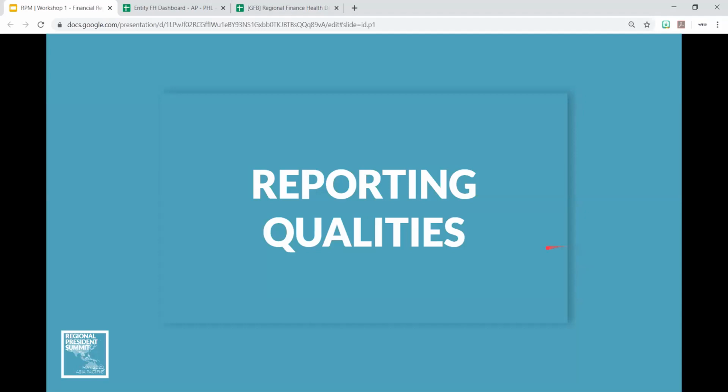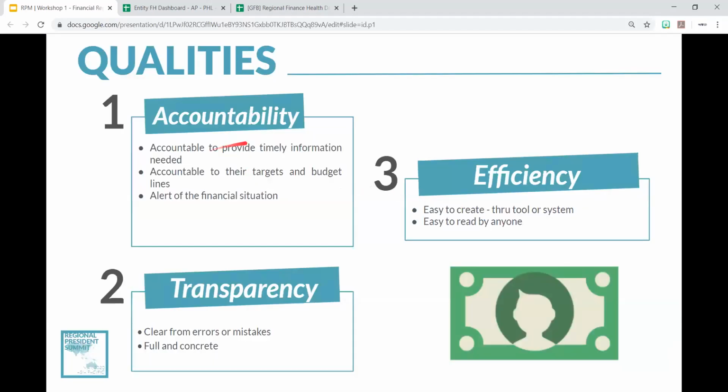And with that, assuming that we're going to have the reports already, I think you need to understand what will be the qualities that you should be able to see in a report. First, the report should show accountability. It should be accountable to provide timely information needed, accountable to their targets and budget lines, and alert to the financial situation. The reports should be able to show you the information that can support you in terms of your operations. Reports should be able to support you in whatever areas that you need.